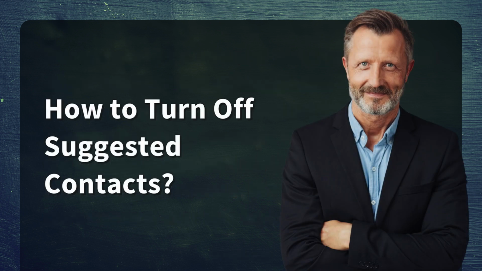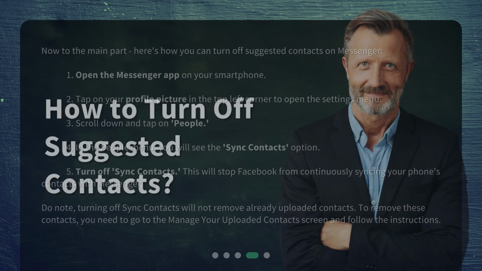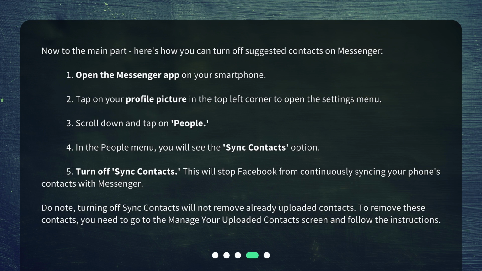How to turn off suggested contacts? Now to the main part. Here's how you can turn off suggested contacts on Messenger. 1. Open the Messenger app on your smartphone. 2. Tap on your profile picture in the top left corner to open the settings menu. 3. Scroll down and tap on People. 4. In the People menu, you will see the Sync Contacts option. 5. Turn off Sync Contacts.